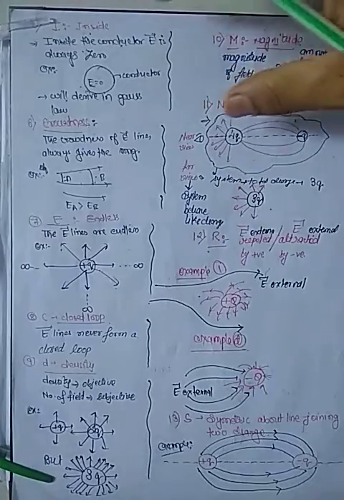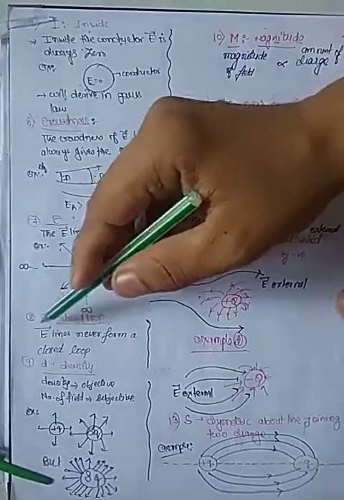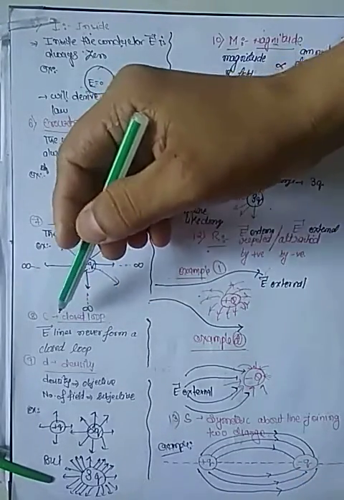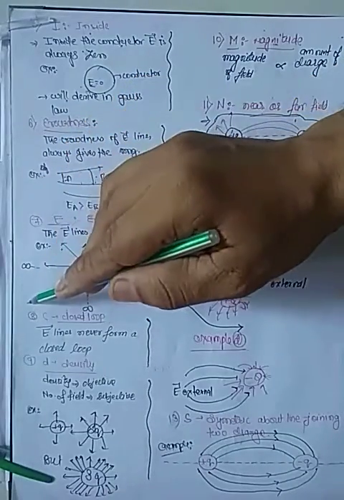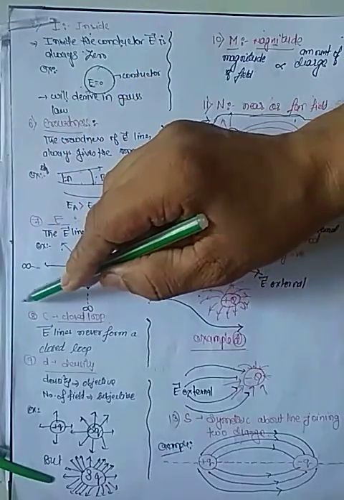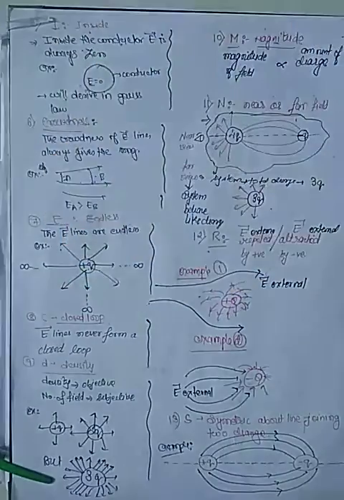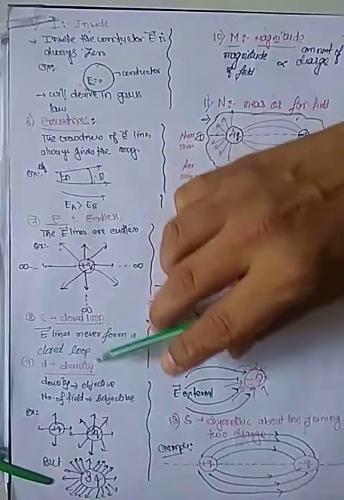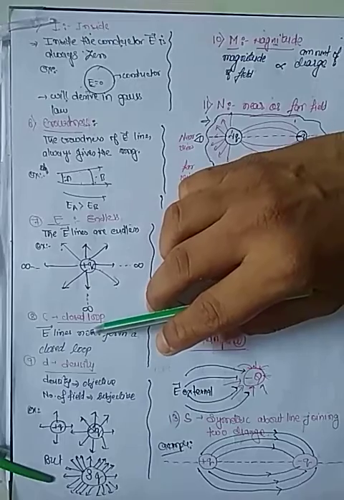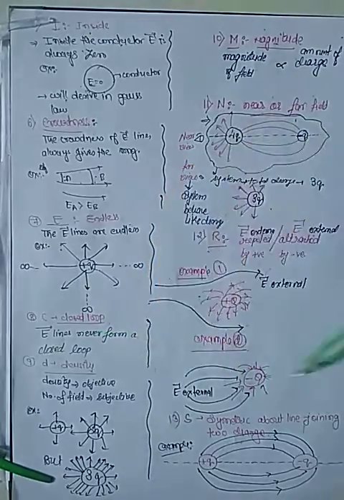Now the eighth one: electric field lines never form a closed loop. We already discussed in our topic that electric field lines never form a loop, because the magnetic field does. North pole to south pole, the magnetic field is outside, and inside the magnet it goes south to north. So it forms a loop, but the electric field does not form any loop. Keep that in your mind.